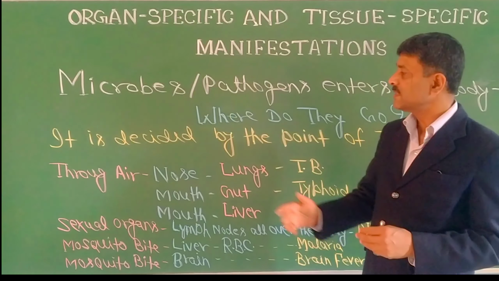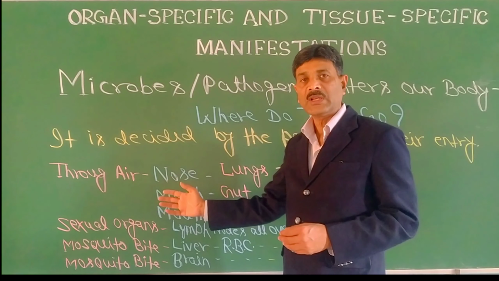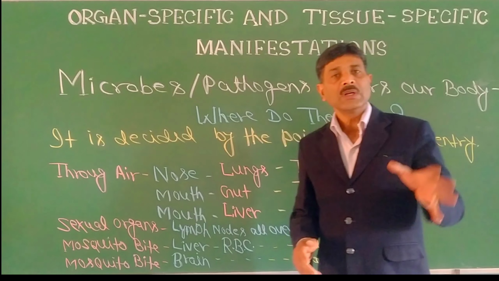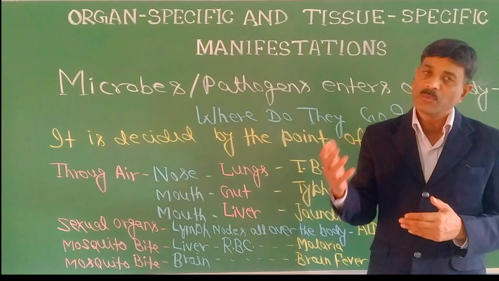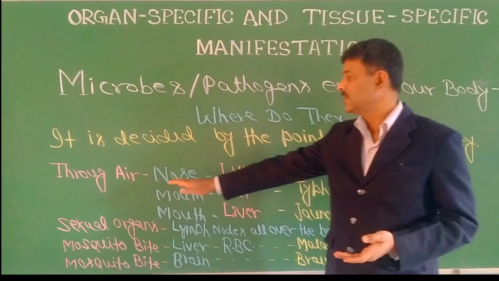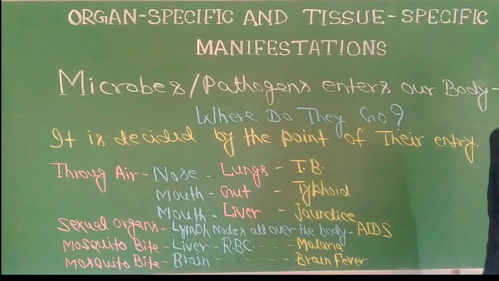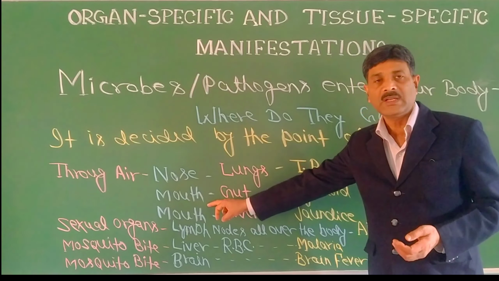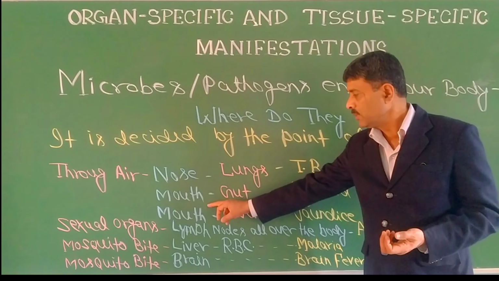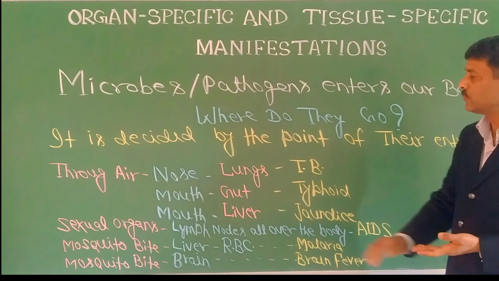So if it enters through the nose, that means it is through contaminated air. It is an airborne disease. In case of airborne disease, through the nose it will enter the lungs and cause tuberculosis. Through the mouth, that means along with contaminated water or food, if the pathogen enters, then it will go into the gut. Example, typhoid fever. Another, if it enters through the mouth and goes into the liver, it causes jaundice or hepatitis.